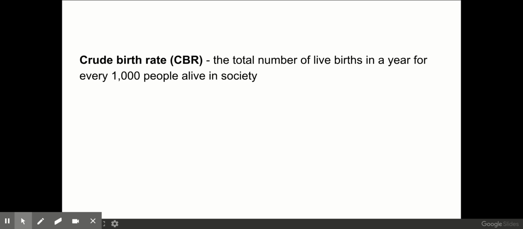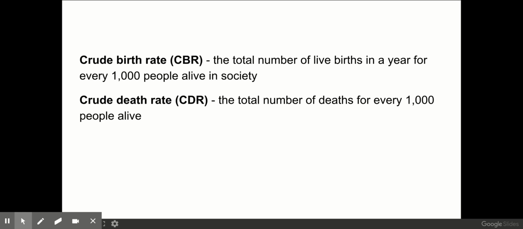So we're going to go over a few terms that you have already looked at because they're really important to understand the demographic transition model. So first one is crude birth rate, which is CBR. And that is the total number of live births in a year for every 1,000 people alive in society. The DTM also deals with the crude death rate, which is CDR, which is the total number of deaths for every 1,000 people alive.